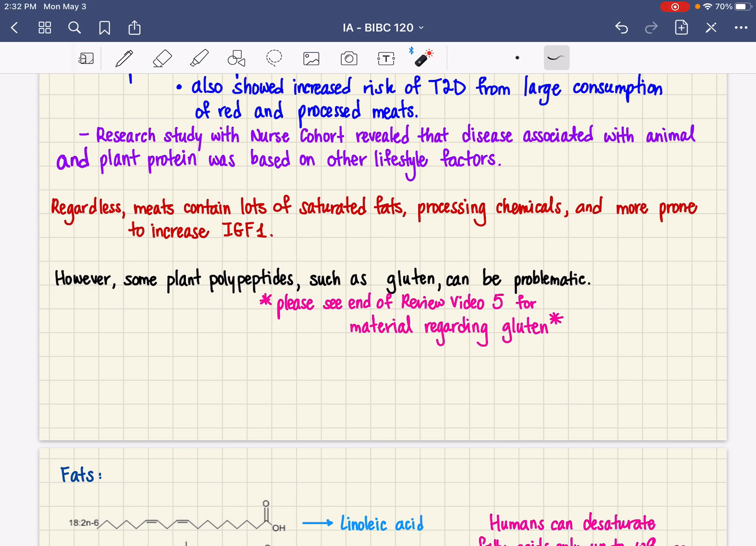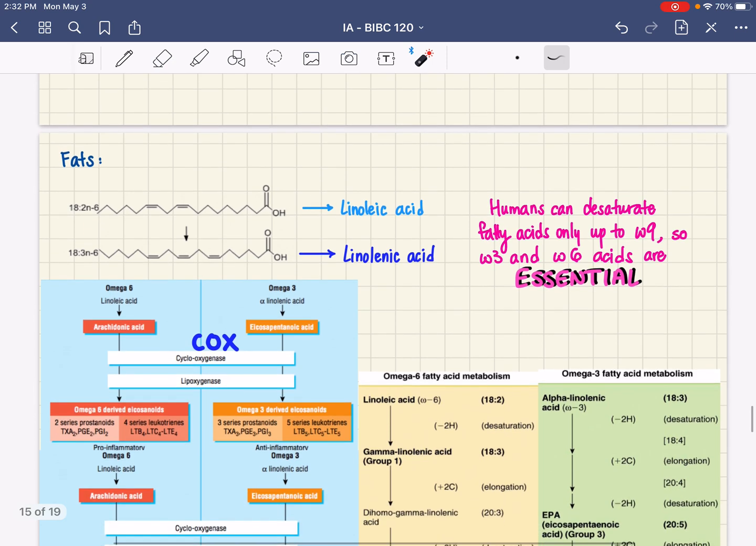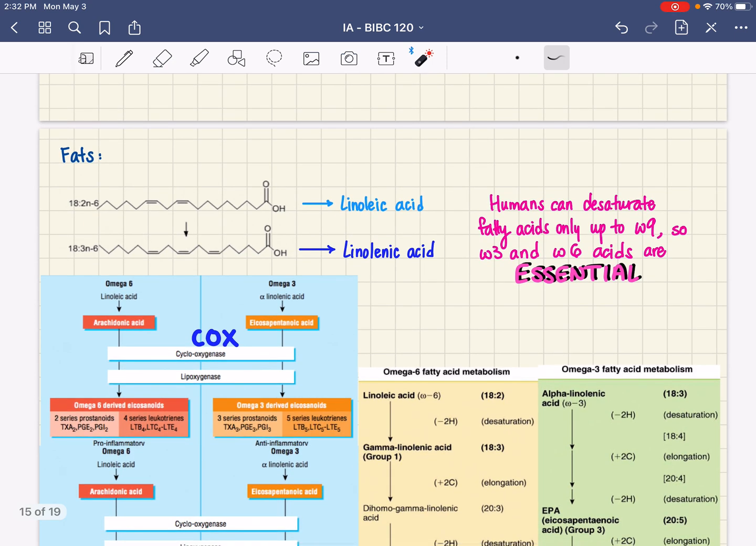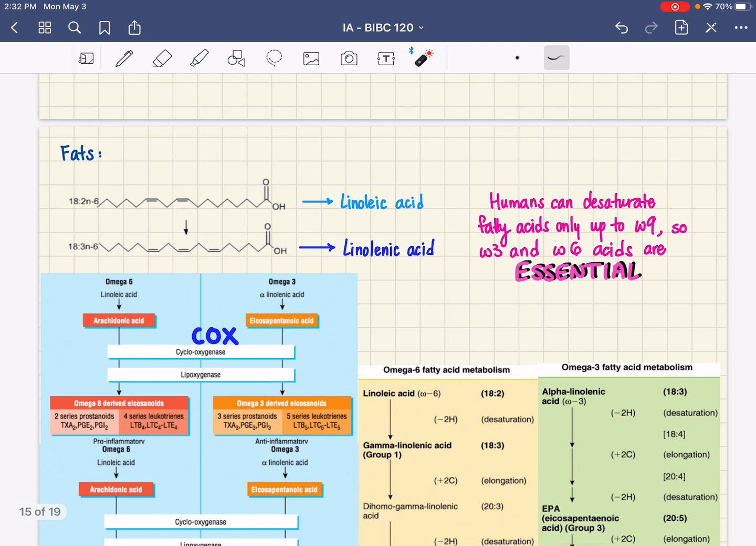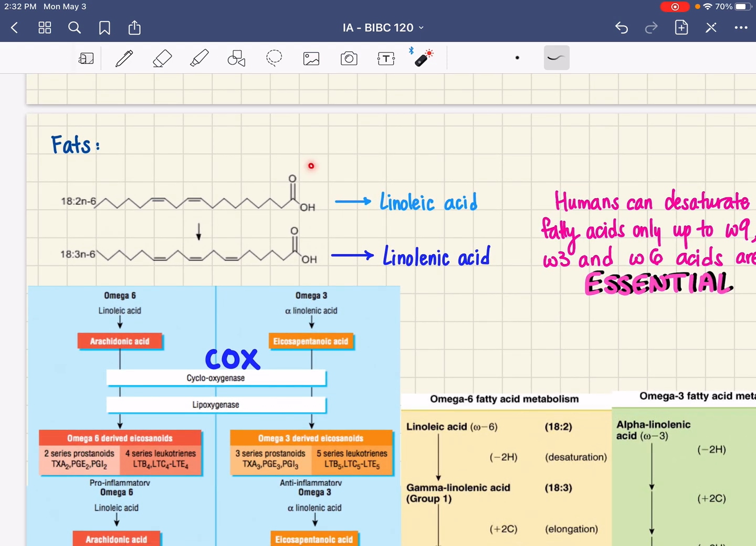But here I will move on to talk a little bit about fats. This is the beginning of us talking about fatty acids, and this will continue on into lecture 7. But let's have a little bit of an introduction here. So fatty acids, the general makeup of a fatty acid is having a carboxylic acid on one end and ending with a methyl, a CH3 at the very end.